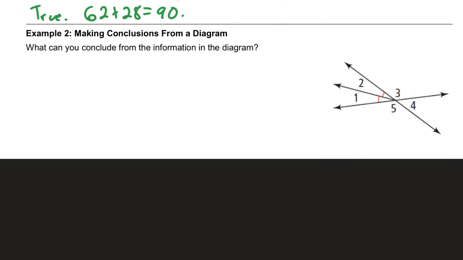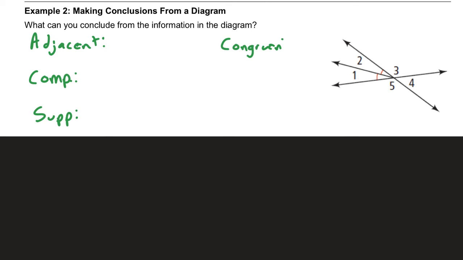Moving on to example 2, making conclusions from a diagram. So some conclusions I can make, and this is the part where we're going to talk about some examples. So I'm going to look for a pair of adjacent angles, at least one, a pair of complementary angles, and a pair of supplementary angles. Okay. Also, there's a pair of congruent angles in there that I want to point out. So angles that are adjacent, angle 1, angle 2 would be an example of adjacent angles. All right. Also, angle 1 and angle 2 are congruent based on that marking.